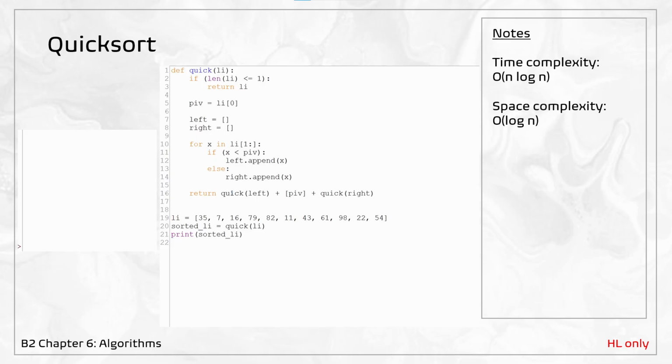We write it like this to make sure that when assembling our final sorted list, we have our sorted left list on the left, then our pivot, then our sorted right list, which overall makes a sorted list.